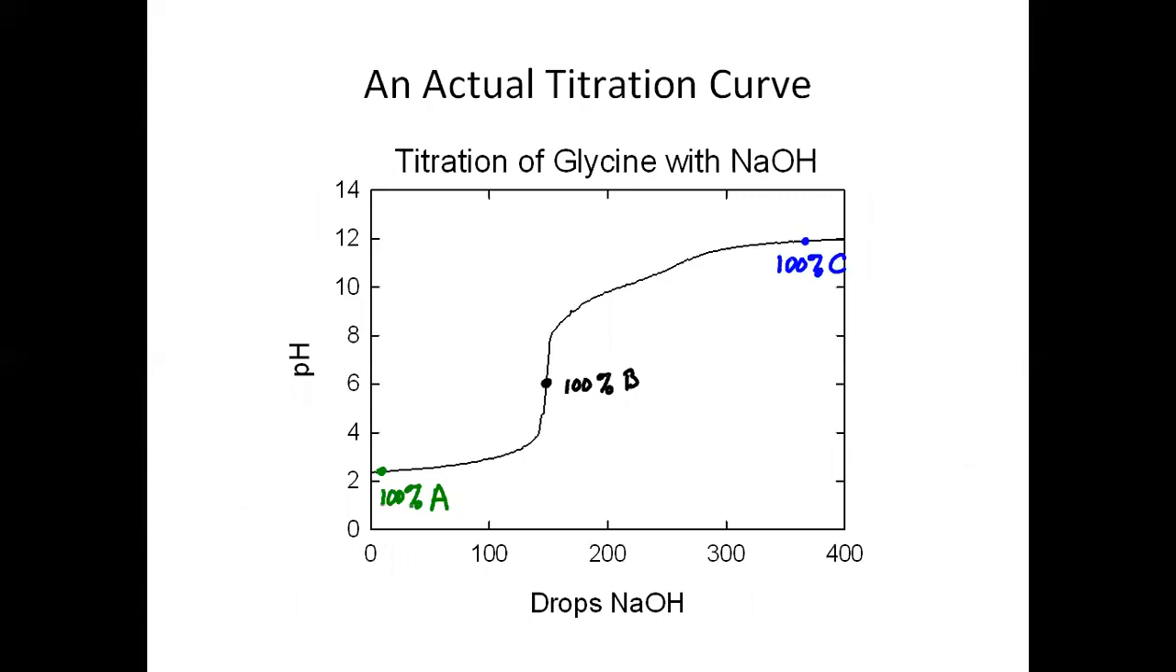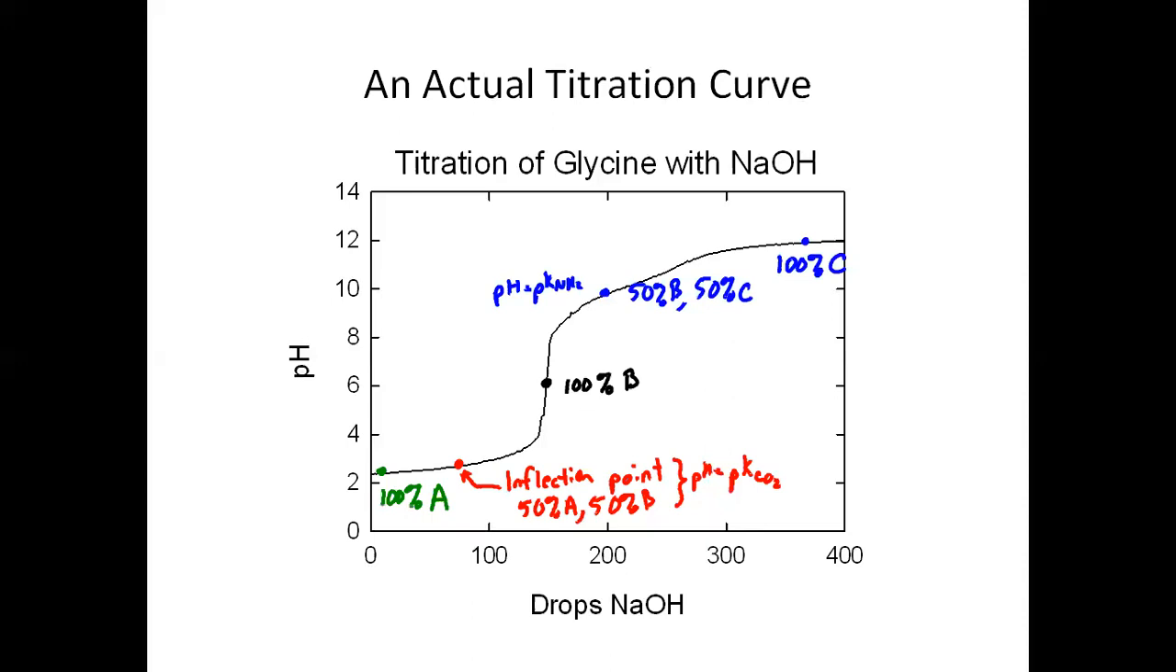At pH 2 or so, which I have indicated with a green dot, the structure of the molecules that would be present is 100% of the A form of glycine. The black dot at the vertical inflection point would represent where we have 100% zwitterion present, and the blue dot, representing the pH as high as I could get, would represent the place where we would have 100% of the C form of the molecule.